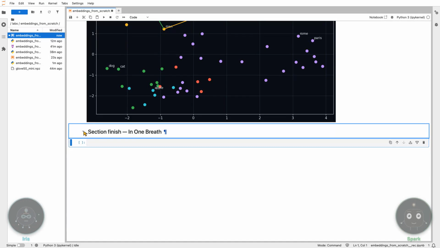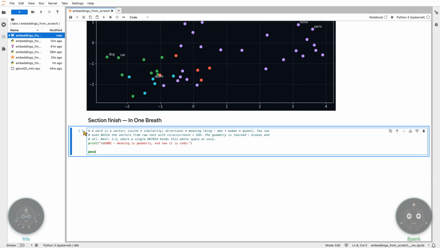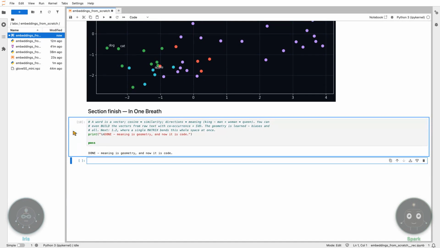In one breath, a word is a vector, cosine is similarity, and directions are meaning. You can even build the vectors from raw text. The geometry is learned, biases and all. Next, a single matrix bends this whole space at once.